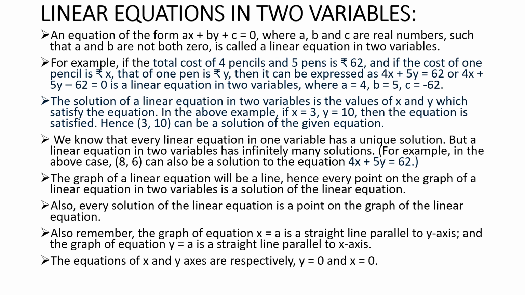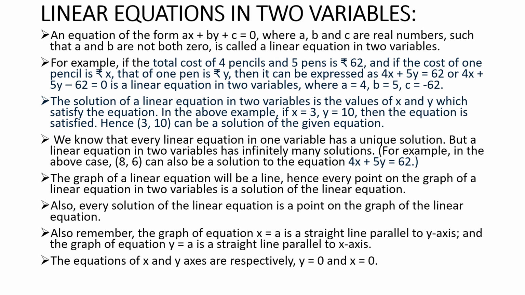For example, if the total cost of 4 pencils and 5 pens is rupees 62, and the cost of one pencil is rupees x and that of one pen is rupees y, then it can be expressed as 4 times x plus 5 times y is 62, or 4x + 5y - 62 = 0. So it is a linear equation in two variables x and y, where the constants are a = 4, b = 5 and c = -62.